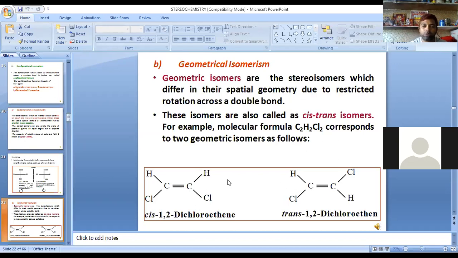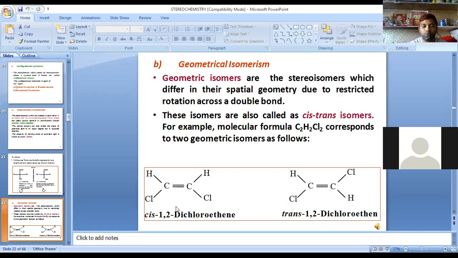We have these two molecules. The molecular formula is C2H2Cl2. It has two isomers. One is this, the other one is this. See that the arrangement of atoms in space in this molecule is different from this one.